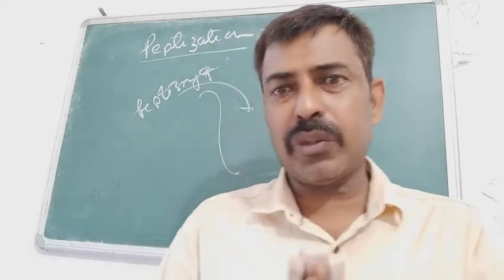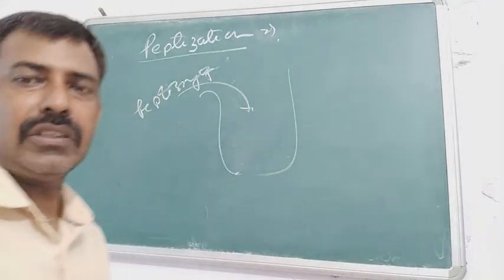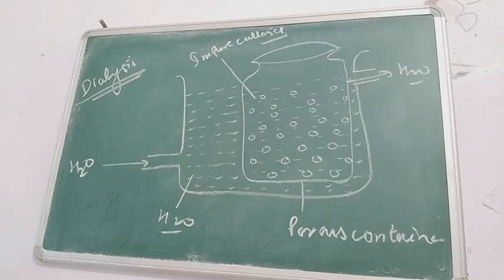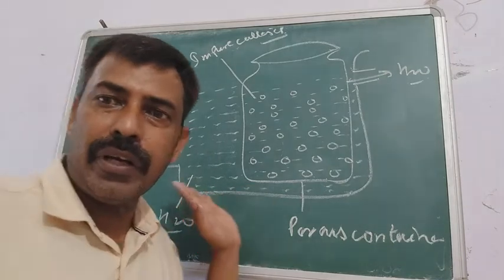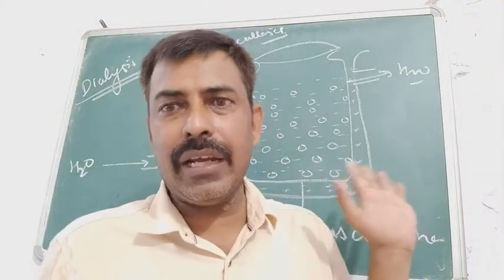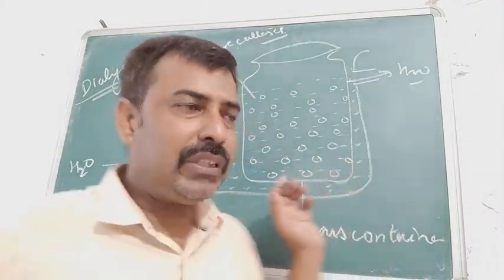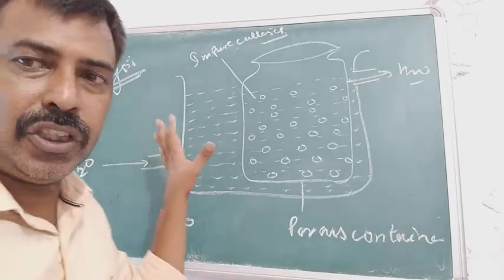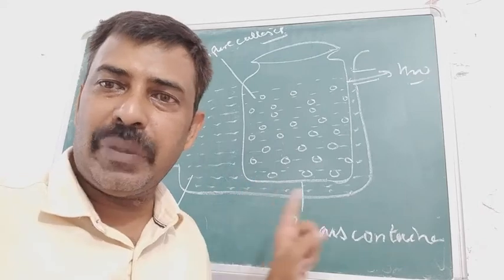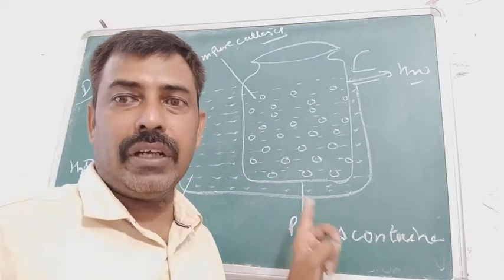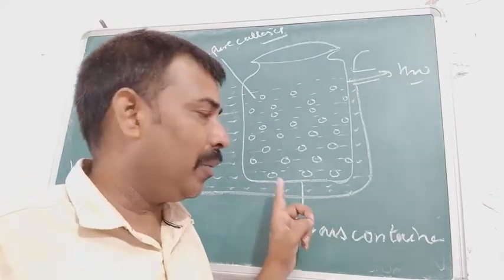So I am trying to explain the process of dialysis. See, this is the arrangement for the process of dialysis. This is the system. This container is a porous container. It must be clear that it is a porous container, not a semi-permeable membrane.